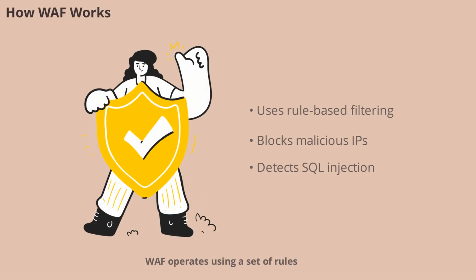WAF operates using a set of rules. These rules are designed to identify and block suspicious activity. For example, it can block specific IP addresses known for malicious behavior, or it can spot unusual request patterns that suggest an attack. One of the most important functions is detecting malicious inputs, such as SQL injection attempts. By catching these threats early, WAF prevents them from reaching your server and causing damage.